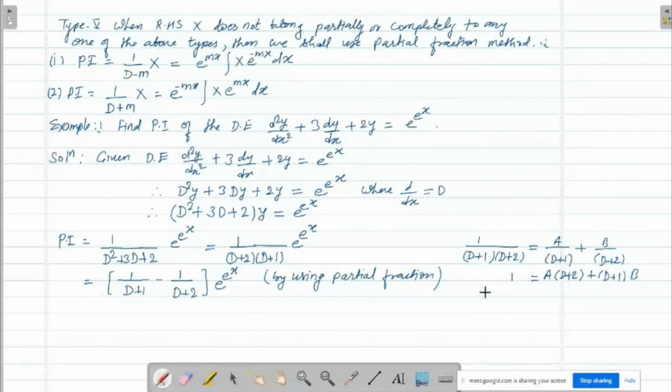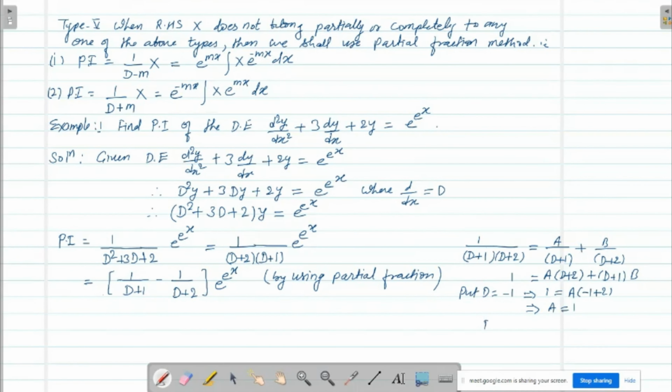If I put d equal to minus 1, this will be 0. So this implies that 1 equal to a times minus 1 plus 2. That will be a equal to 1. Minus 1 plus 2 is 1. So you will get a equal to 1.